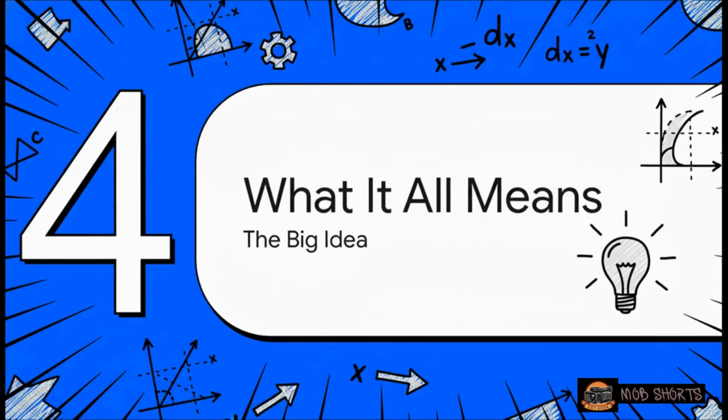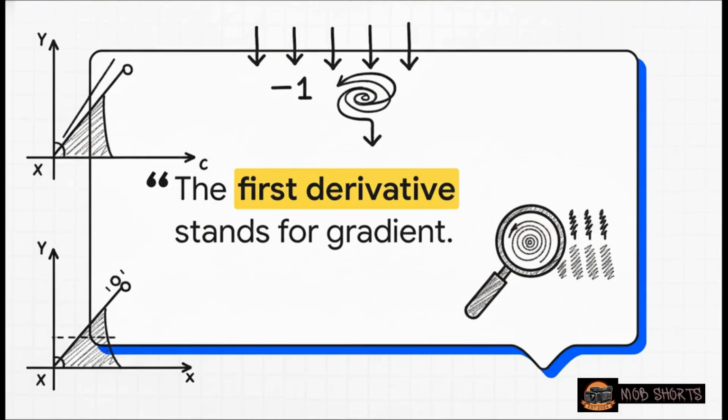Okay, so we've got the how. We know the mechanics, the steps, but let's zoom out for a second. What are we actually doing here? What does this all mean? This, right here, is the big idea. The whole point. That thing you just calculated, the derivative, it's not just a random jumble of letters and numbers. It is a formula for the gradient, for the steepness of your original graph.